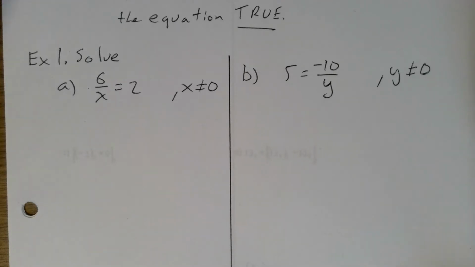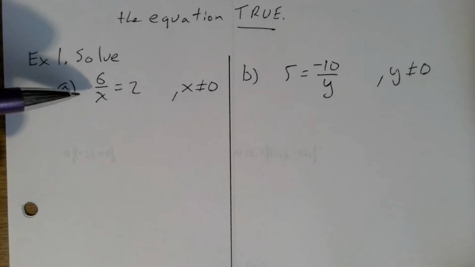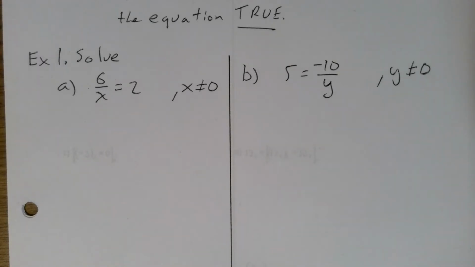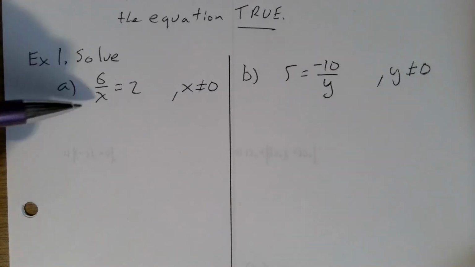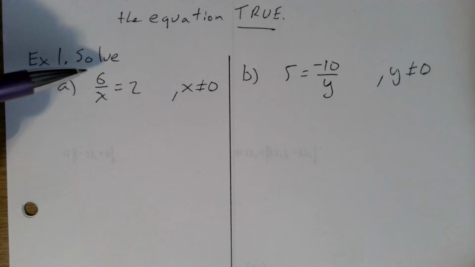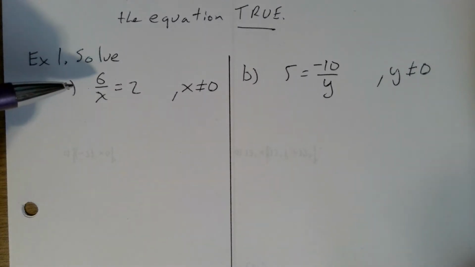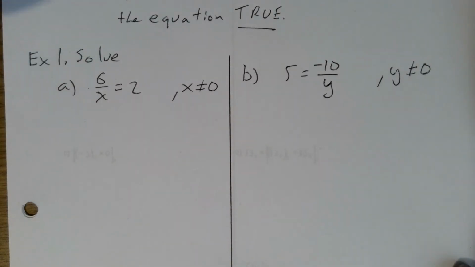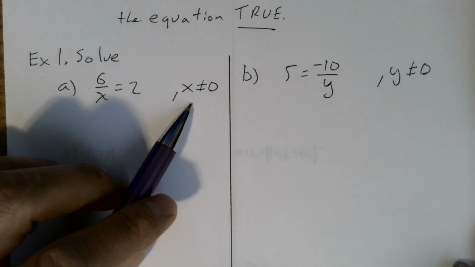Well, what if I had 6 over 0? That would mean that we'd have 6 slices of a 0-slice pizza. That really doesn't make any sense. How can you have a 0-slice pizza? It has no meaning. Another word for meaning is definition. So basically we say that if x equals 0, this would be undefined. It would have no meaning. So we want to make sure that that doesn't happen by saying that x doesn't equal 0.